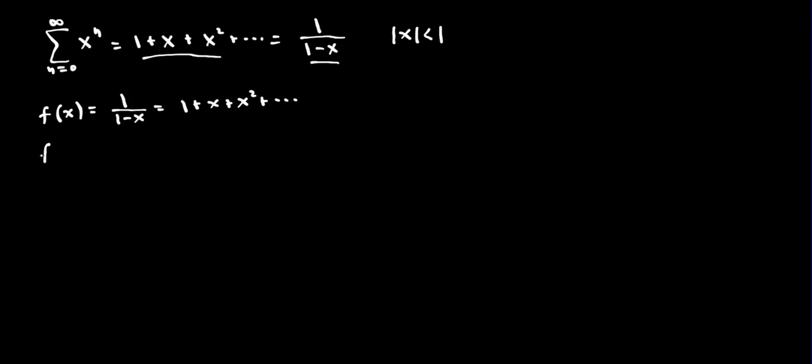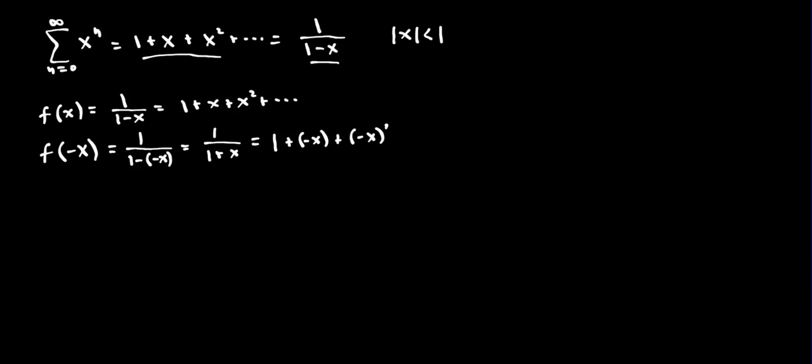Let's think about this function. What if we take that same function and evaluate it at negative x? Let's see what that would look like. That would be 1 over 1 minus negative x, which is going to be 1 over 1 plus x. Now let's substitute in up here and see what we would have. We would have 1 plus a negative x plus a negative x squared plus a negative x cubed. And you can see we go on and on forever.